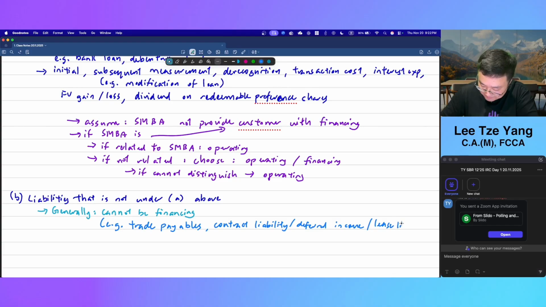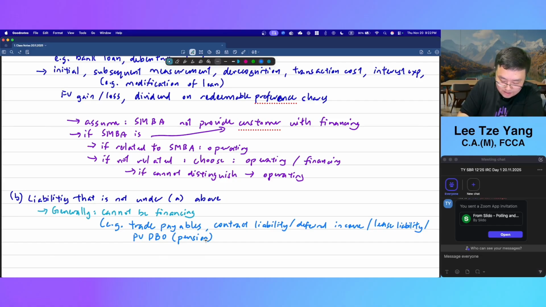Then lease liability is also under this category. Then what else? The PVDBO under pension. That's why current service cost and past service cost are under operating. It's not under financing.